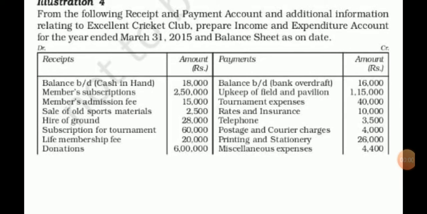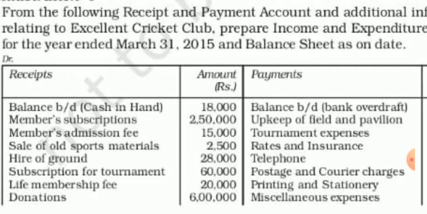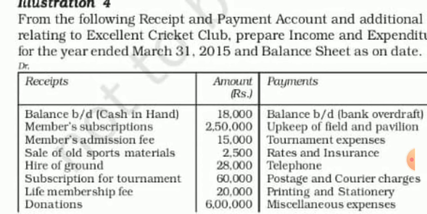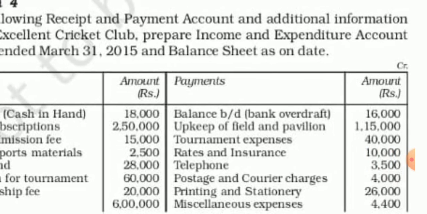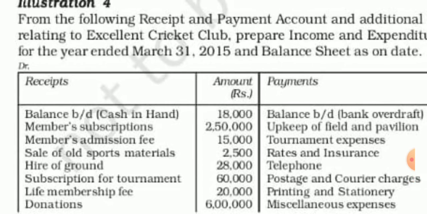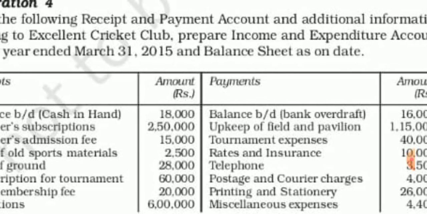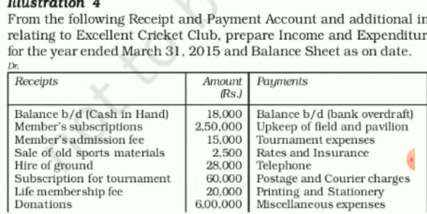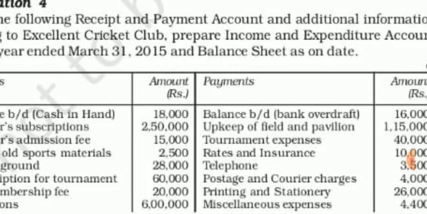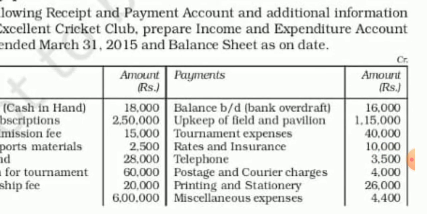Good morning, students. Today I am going to explain one full question of profit and loss account, in which we are going to make an income and expenditure account from the receipts and payment account, then the opening balance sheet and then the closing balance sheet. For that, first we are going to see the question. The question is: for the following receipts and payment account and additional information, prepare the income and expenditure account of the Extremes Cricket Club for the year ended 31st March 2015 and the balance sheet as on that date.